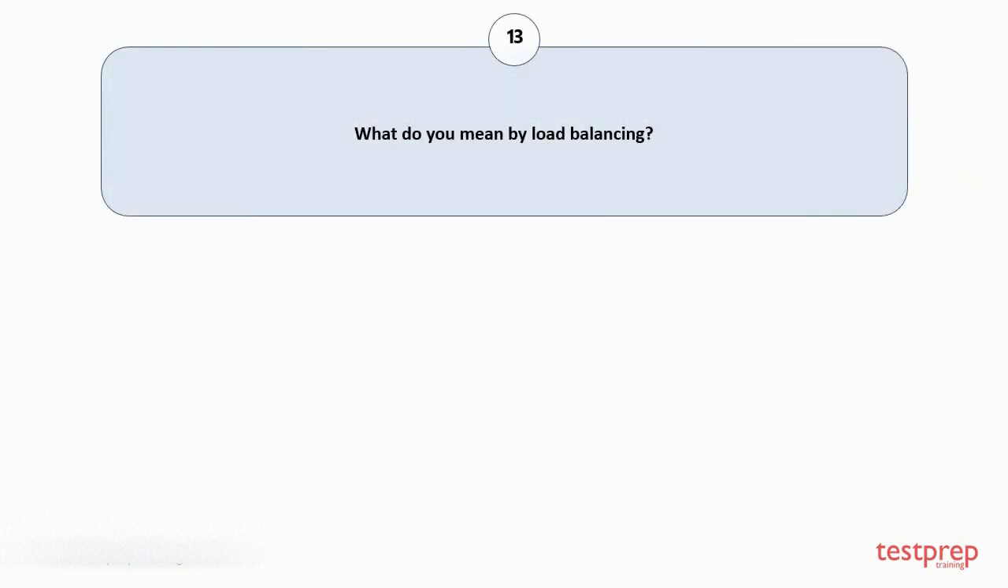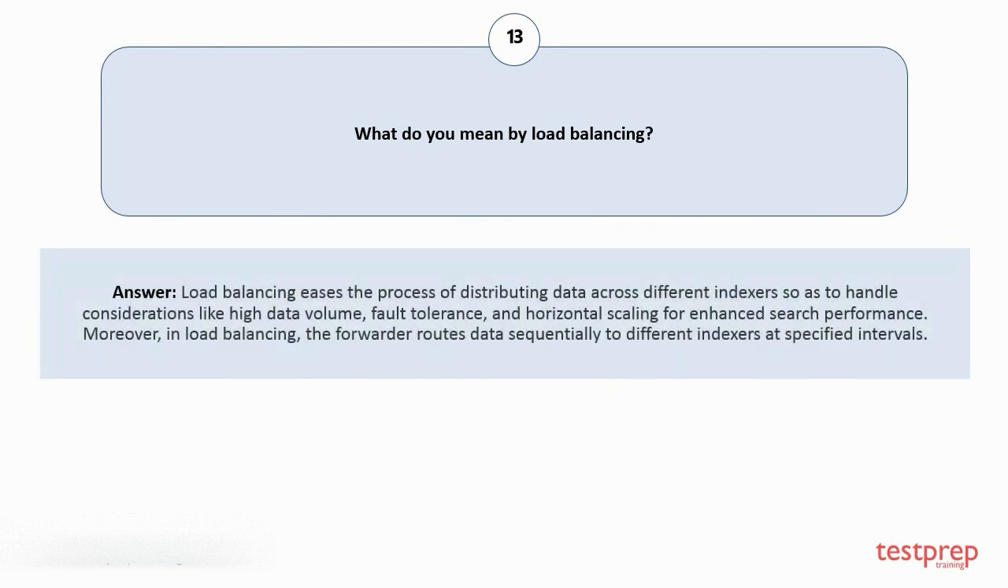Question number 13, what do you mean by load balancing? Your answer is load balancing uses the process of distributing data across different indexers so as to handle considerations like high data volume, fault tolerance, and horizontal scaling for enhanced search performance. Moreover, in load balancing, the forwarder routes data sequentially to different indexers at specified intervals.